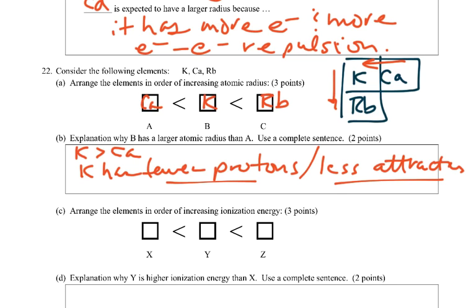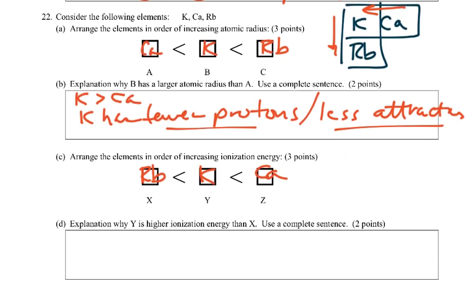Next one here, put these elements in order of increasing ionization energy. Well, ionization energy goes right opposite to size. So for these same ones, I'm just going to do it the other way. K is still going to be in the middle, but Rb will be over here and Ca will be over here.